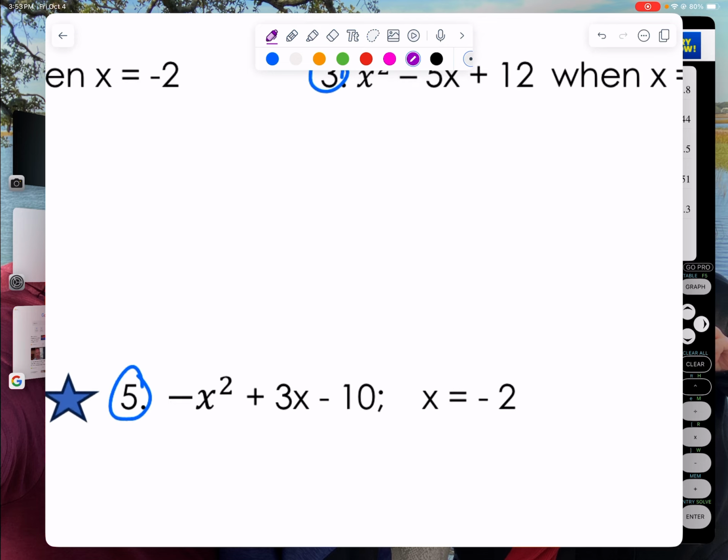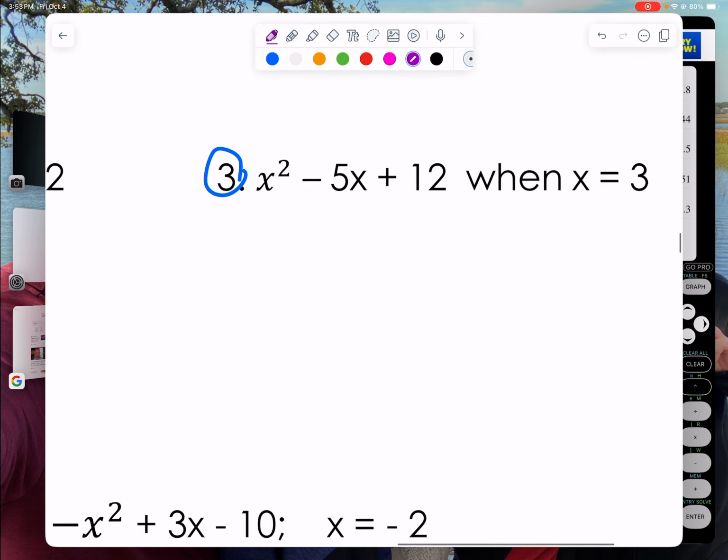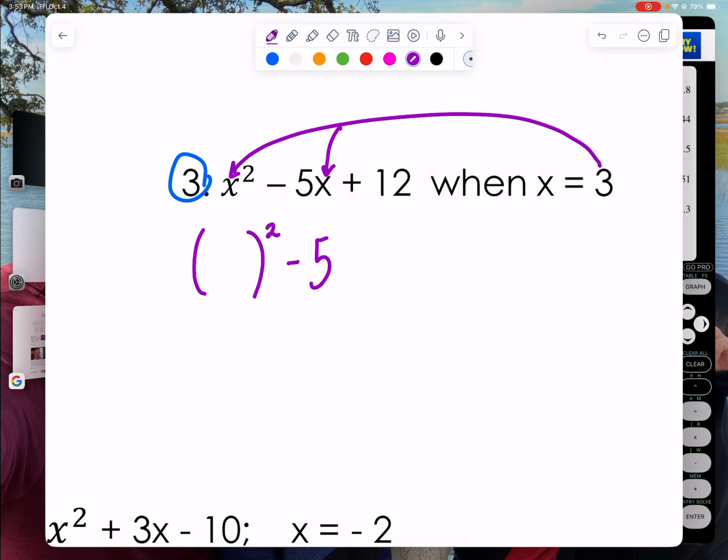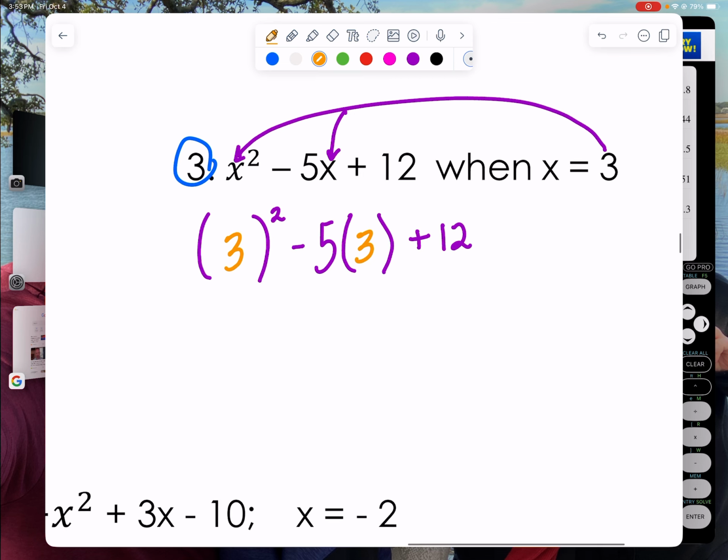So number 3 has x squared minus 5x plus 12, and they want to know what that is when x is 3. So I'm going to take the 3, and wherever there's an x, I'm going to put the 3 in. So I'm going to have something squared minus 5 times something plus 12. And then I just put my 3 in. So that's going to give me 3 squared minus 5 times 3 plus 12.